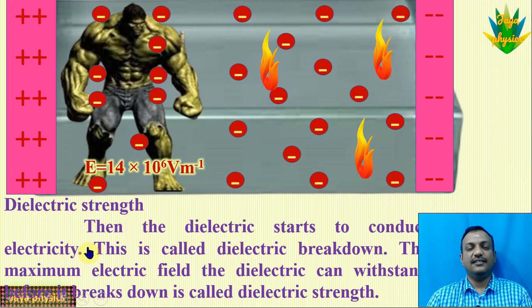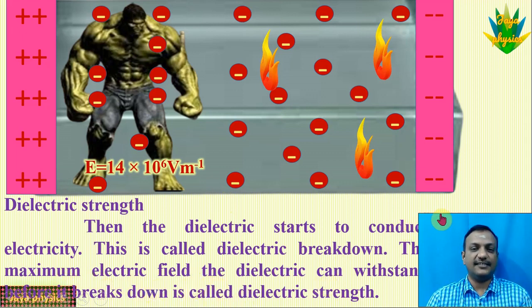So I'll stop. What is meant by dielectric strength? The maximum electric field that a dielectric can withstand before it breaks down. Before it breaks down, it is getting converted into a conductor. As long as it has not become a conductor, that field is not the dielectric strength. The field whose value is very large, on applying which the dielectric breaks down and conduction of electrons takes place, that maximum electric field is called dielectric strength.